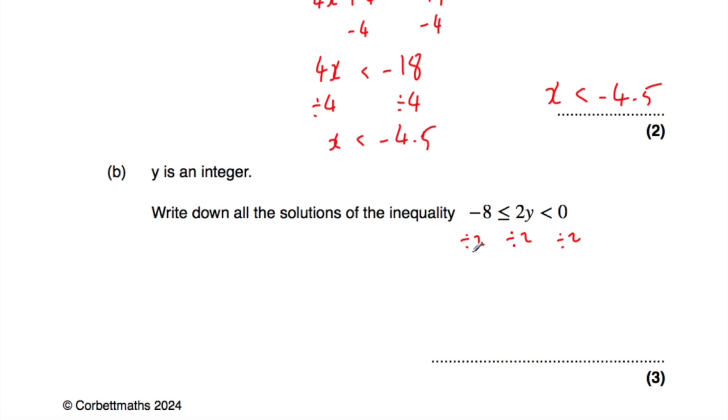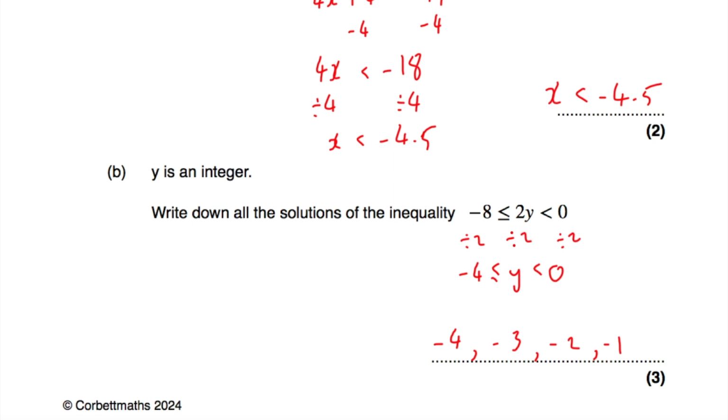So minus 8 divided by 2 would be minus 4, and that's less than or equal to. And 2y divided by 2 would be y, and then that would be less than. And 0 divided by 2 is 0. So y, the integer, is bigger than or equal to negative 4. So it could be negative 4, it could be negative 3, it could be negative 2, it could be negative 1. It's got to be less than 0, so that's it. They're all the solutions to that inequality.